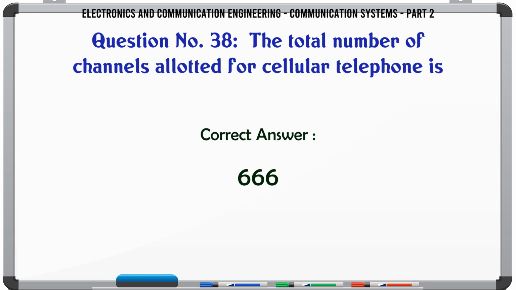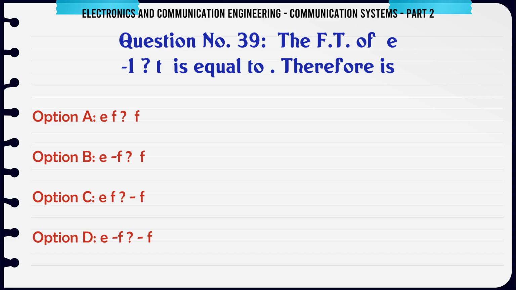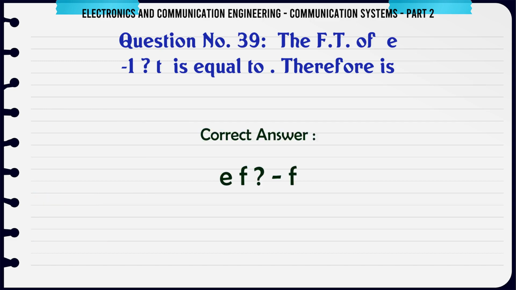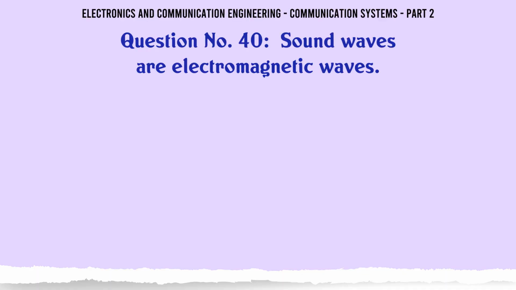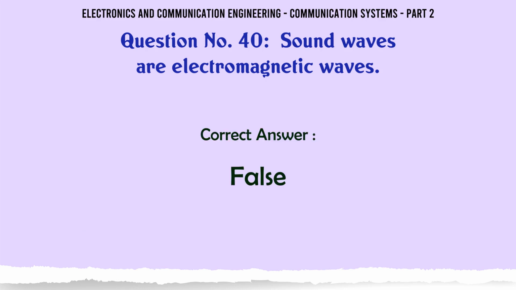666. The FT of E1(t) is equal to, therefore is A. EFF, B. EFF, C. EFF, D. EFF. The correct answer is EFF. Sound waves are electromagnetic waves. A. true, B. false. The correct answer is false.